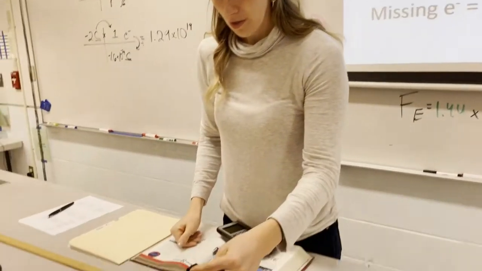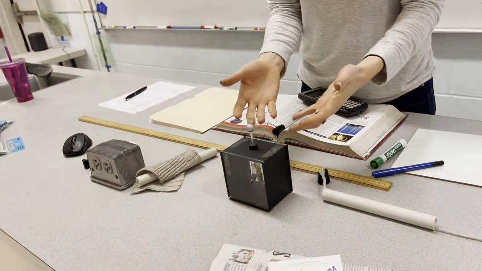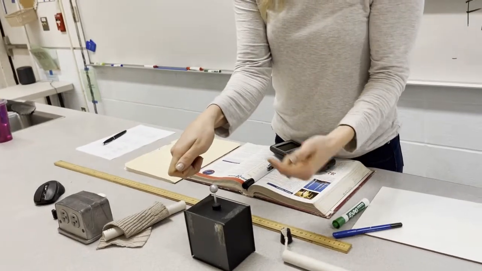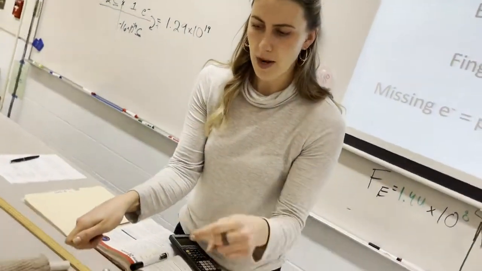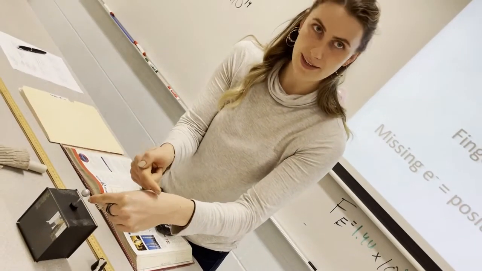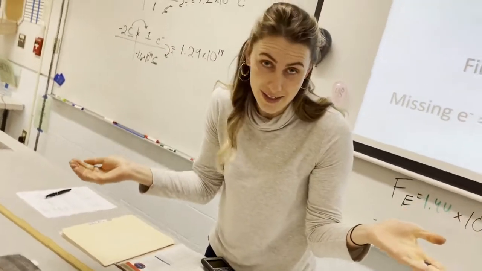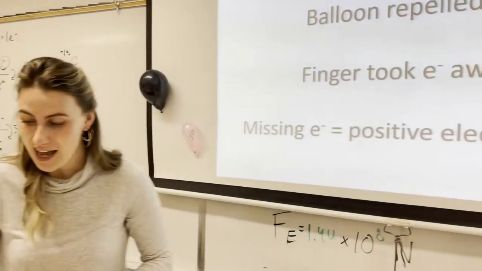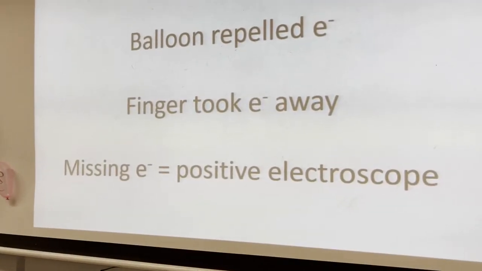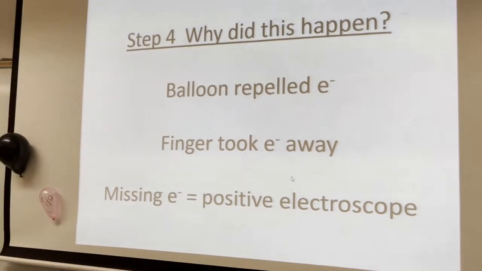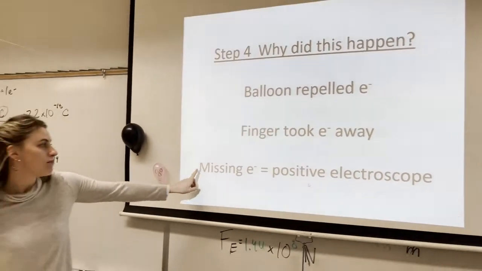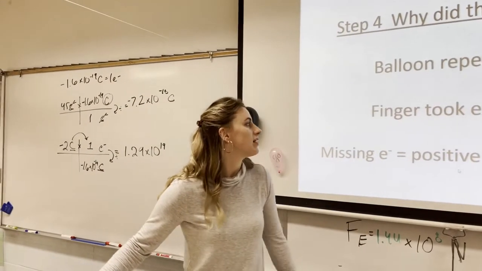Basically, we have the same number of electrons at the beginning. I bring the balloon here, they run away. Then I put my finger on, and some of them escape out my finger. When I take my finger away, we're not getting those electrons back. So you just have lots of positive protons in there because they can't go anywhere, and now missing electrons equals a positive electroscope.